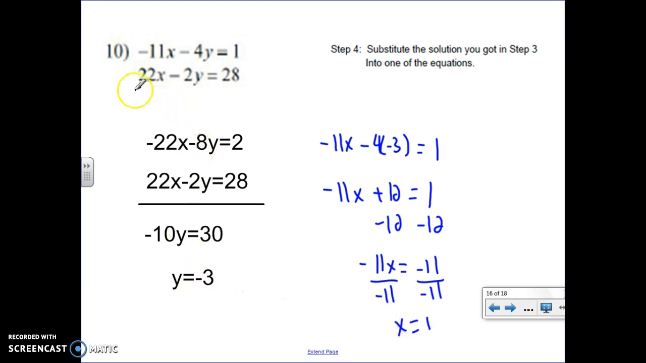So if I plug 1 in place of x here, let's see if it checks. I should get 28. So I got 22 plus 6 equals 28. So that checks out. Okay, let's look at one more.